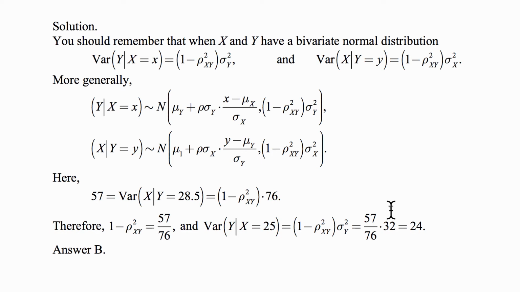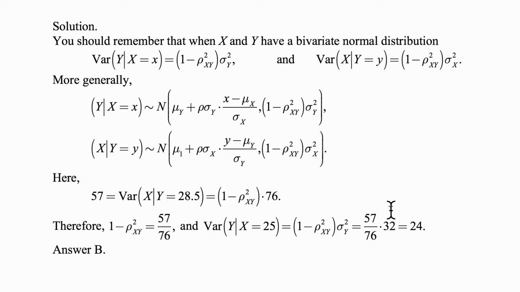So the important thing to remember about the bivariate normal distribution is that we know quite a lot about the conditional distribution of one variable given a specific value of the other. In this case, the most important part is that the variance of Y given that X is equal to some specific value, little x, is 1 minus the square of the correlation coefficient times the variance of Y. And then variance of X given that Y is equal to a specific value, little y, is 1 minus the correlation coefficient squared times the variance of X.